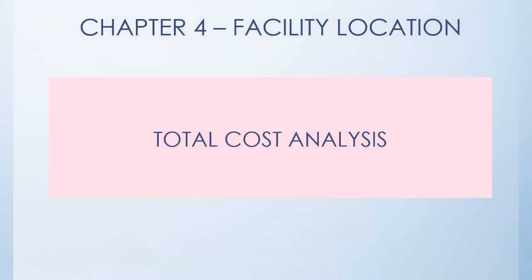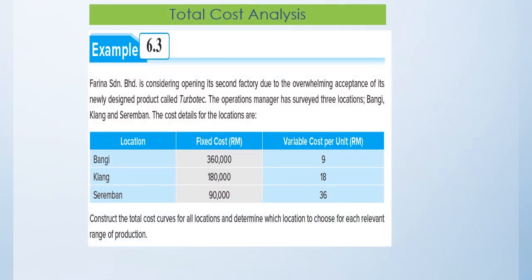Assalamualaikum. Okay, we are now going to see another method in chapter 4 facility location that is called total cost analysis. We are going to use example 6.3 in your textbook for this total cost analysis.